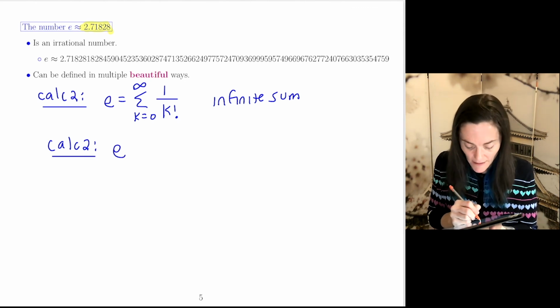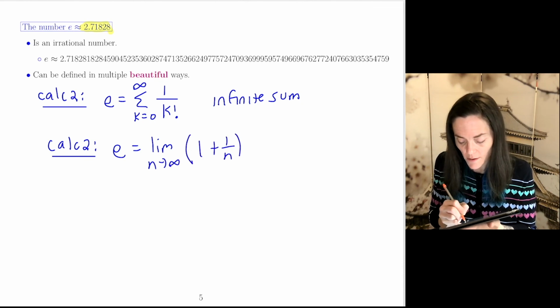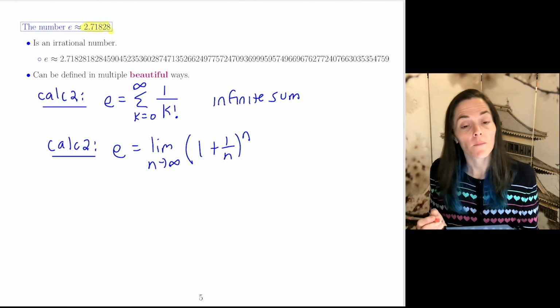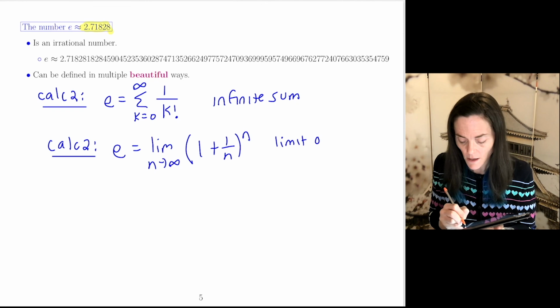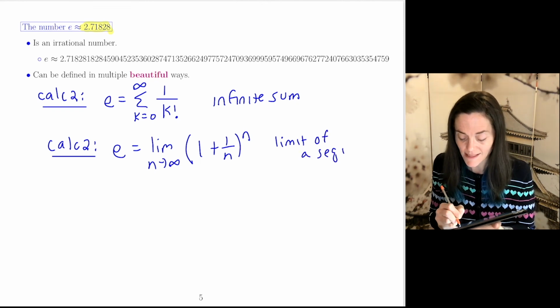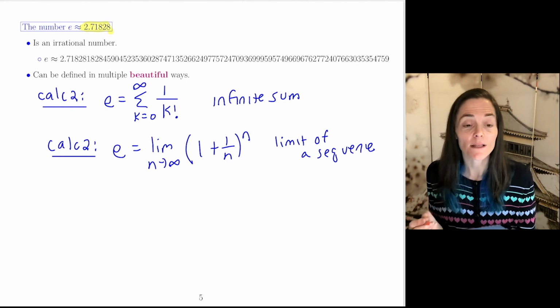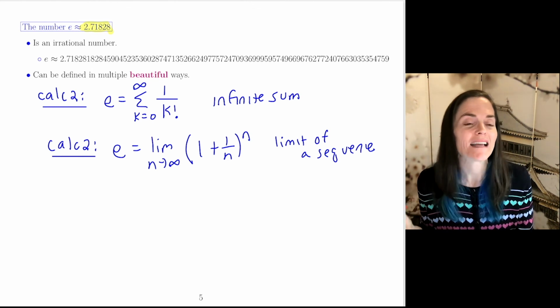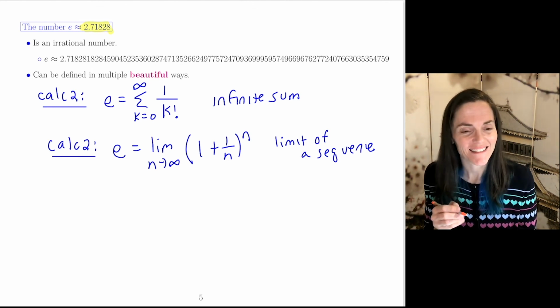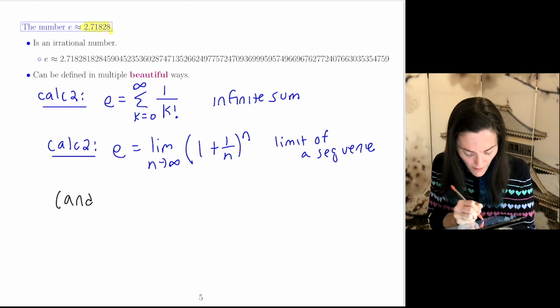You can take e as a limit as n goes to infinity of 1 plus 1 over n to the n. Here you can take a limit of a sequence. So this is a limit of a sequence. This is another way to define e, but there's also many more. In calculus 1, I would define e in terms of a certain slope, but maybe I will just end this by saying, and many more.